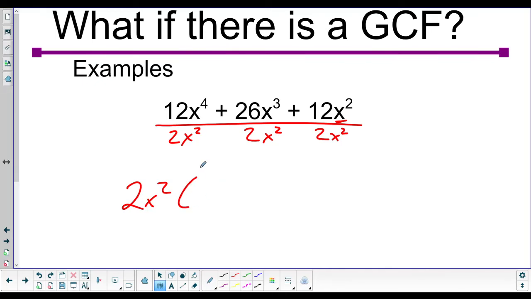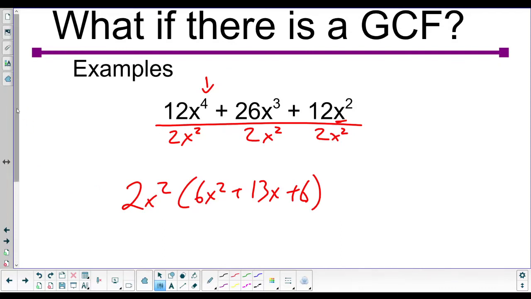2x squared. 2 goes into 12 6 times. We had 4 x's. We canceled 2 of them. We got 2 left. Plus 2 goes into 26 13 times. We had 3 x's. We took 2 out, so we're going to have 1 left. 2 still goes into 12 6 times, and we took both of these x's out.